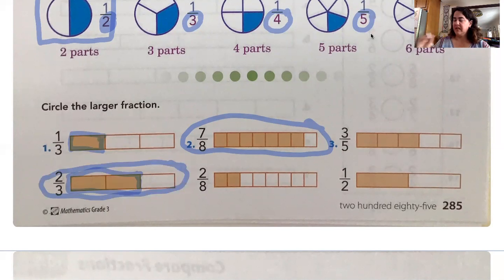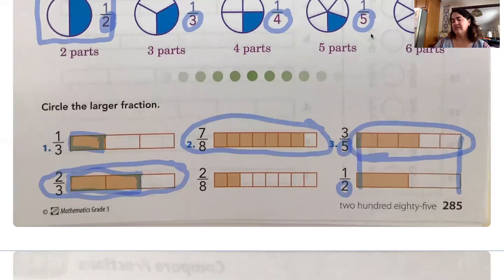3/5 and 1/2. Okay, stop. Look, I have a different denominator, but if my original thing is the same size, then I'm looking for which one has the larger fraction, the larger amount. Very good. 3/5 is correct.